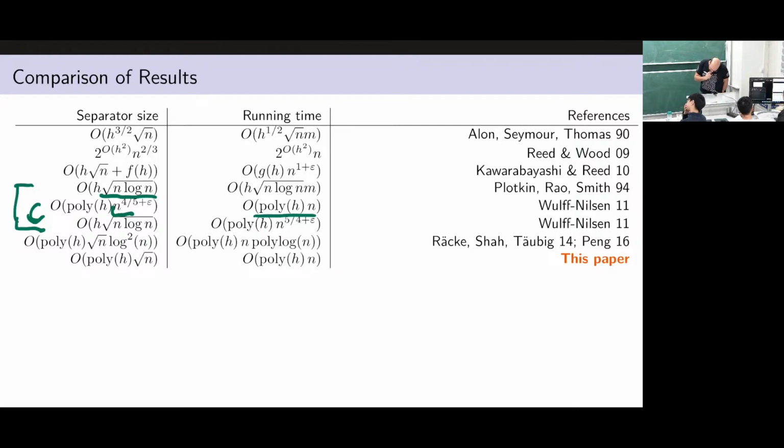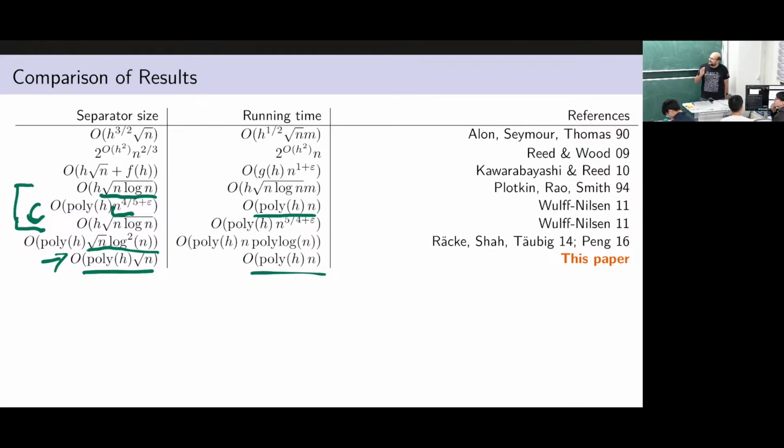Yes, and a similar story is with this one, which also has larger separator size, but it uses completely different techniques than the others. So it's a very different approach. And finally, the paper that I would like to show you today. So we have poly h times square root of n in poly h times n time. And it will be simple. I think that's the simplest algorithm out of all of them. So that's a big advantage.